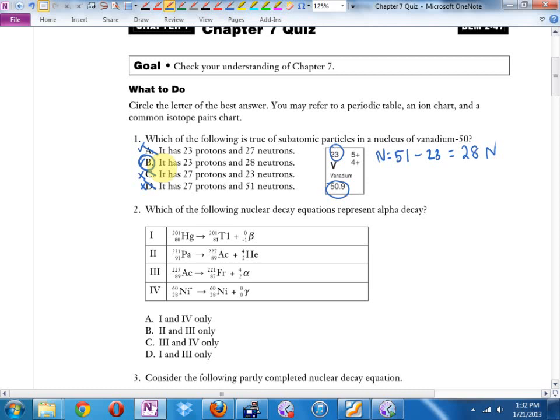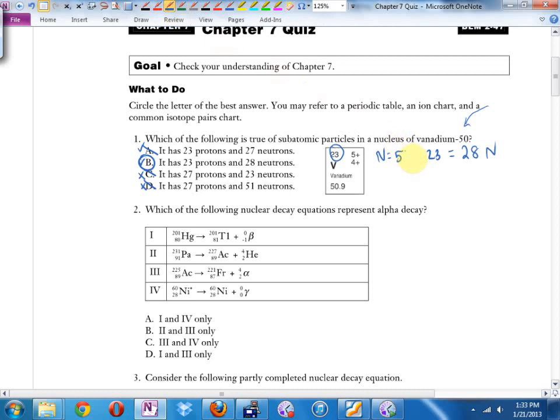Why am I wrong? Why are we wrong? So what mass did I circle here? 51. But what isotope did they tell me this was? What mass did they tell me this was? Okay, they said this has a mass of 50. So I said it's got a mass of 51. That's what the average atom has. But they gave me, Laura, here a specific isotope. So you want to read these questions very, very carefully.